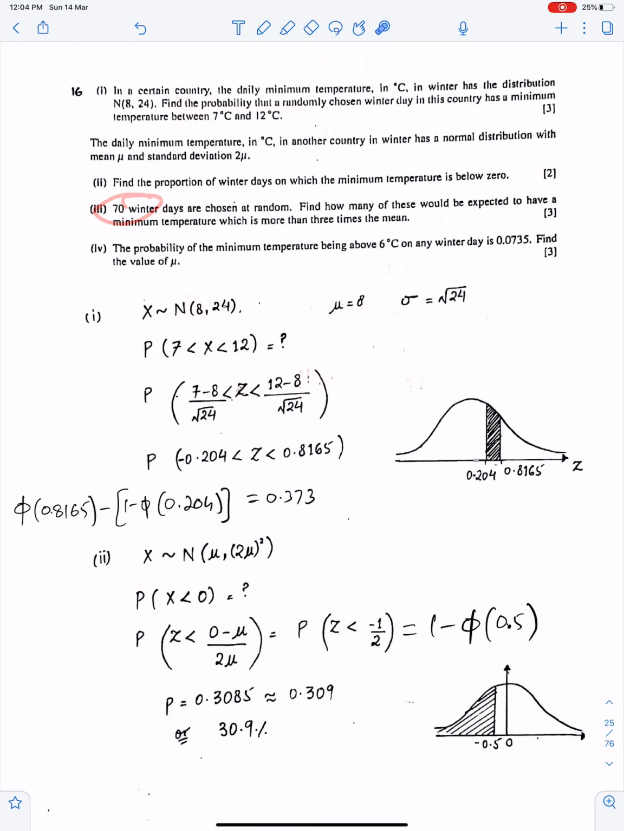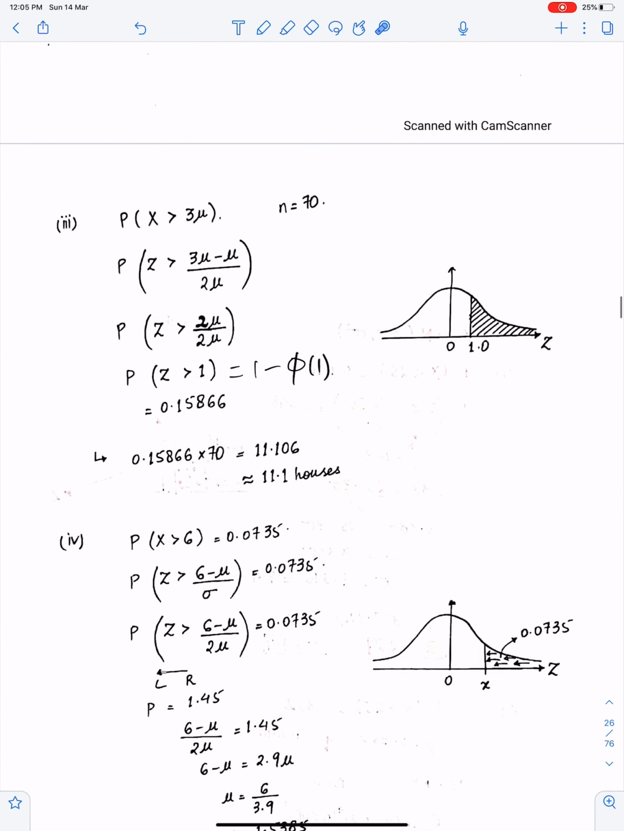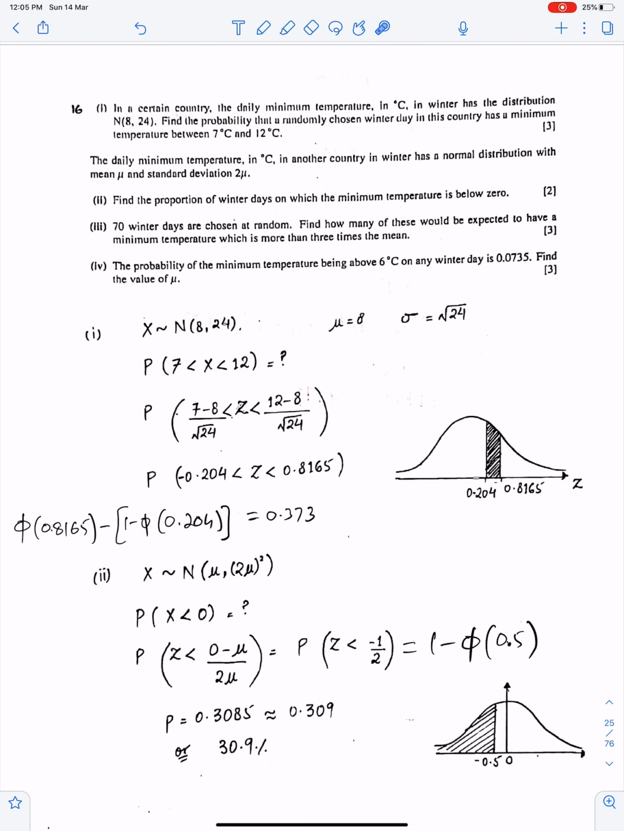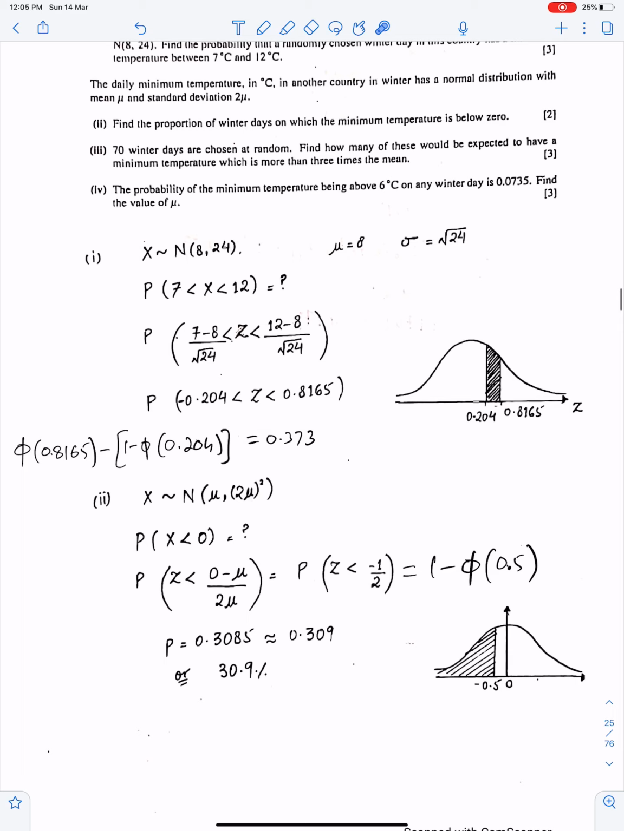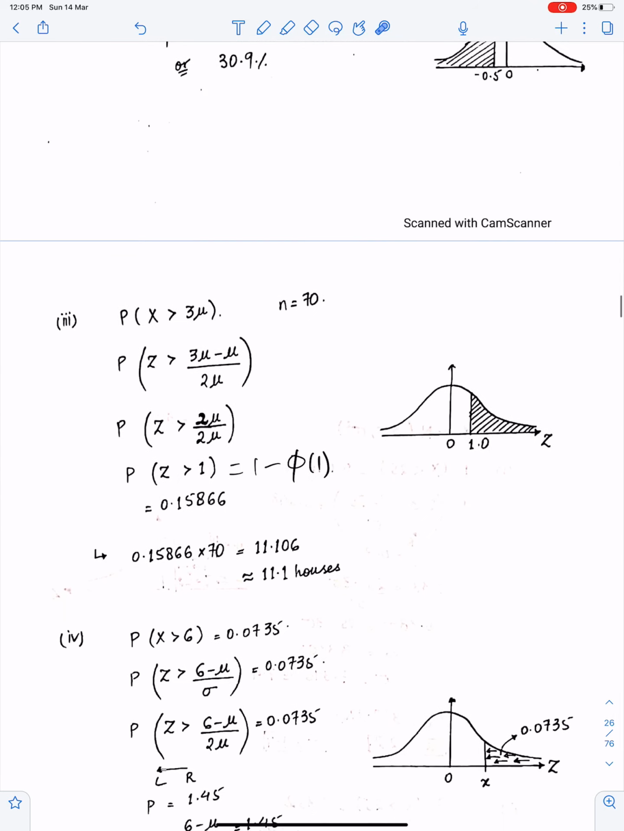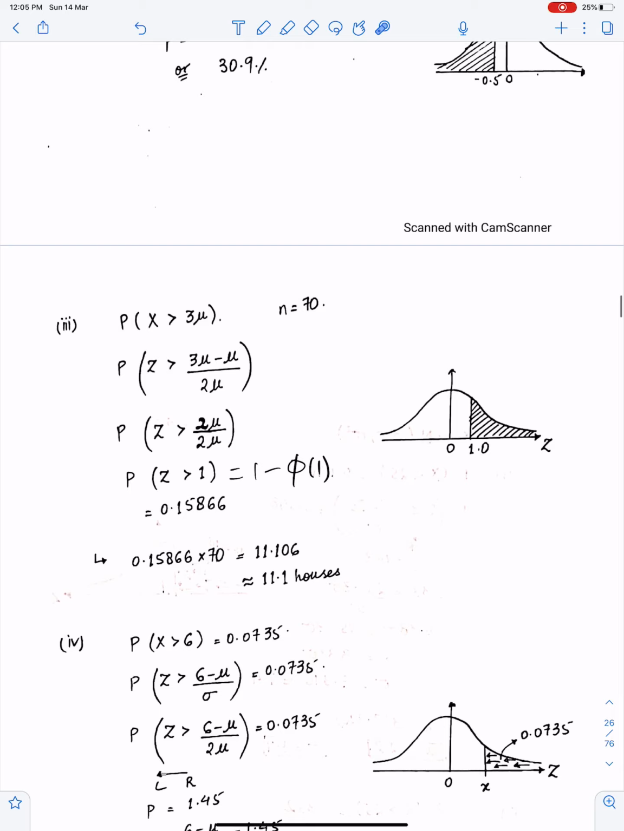70 winter days, this is normal, binomial to normal. No, sorry, this is expected. How many would be expected? So this is n times probability of requirement. This is of this type, not approximation. So this is more than 3 times the mean. So more than 3 times the mean, get this probability and then multiply this with n. The n is 70 and the answer is, what is the requirement? How many of these days? So the days will be 12. Let me correct this.